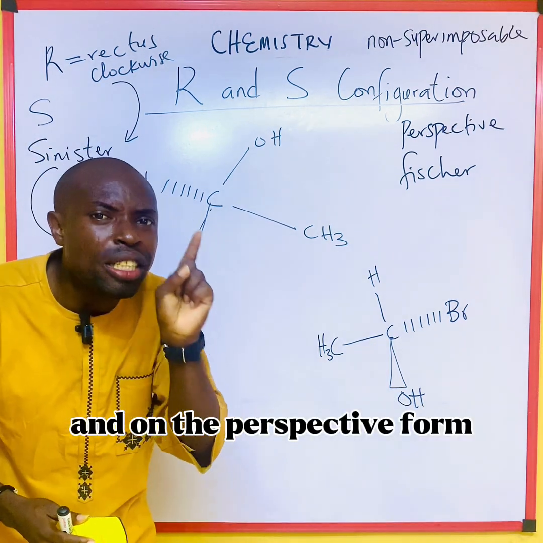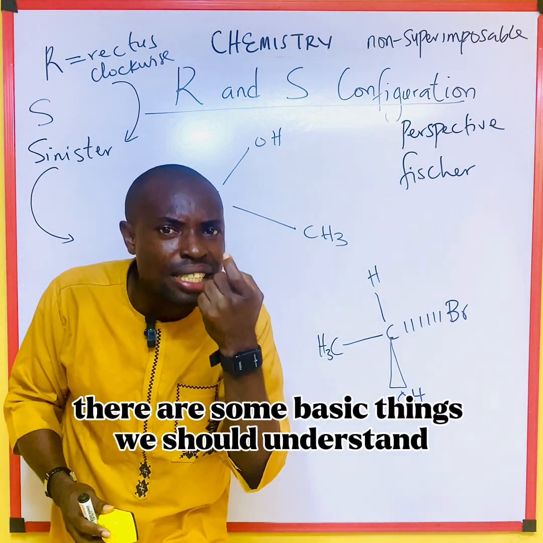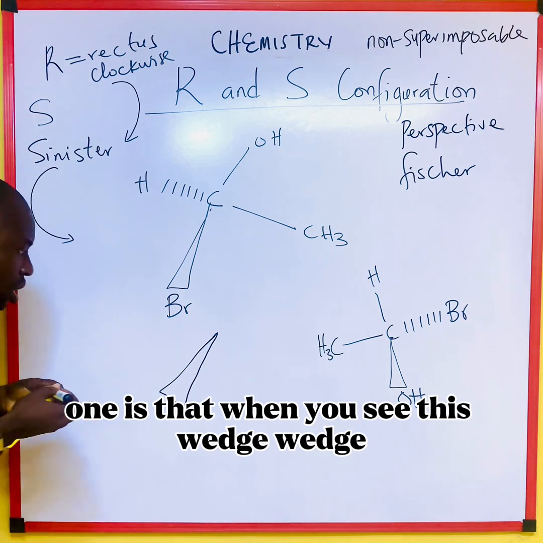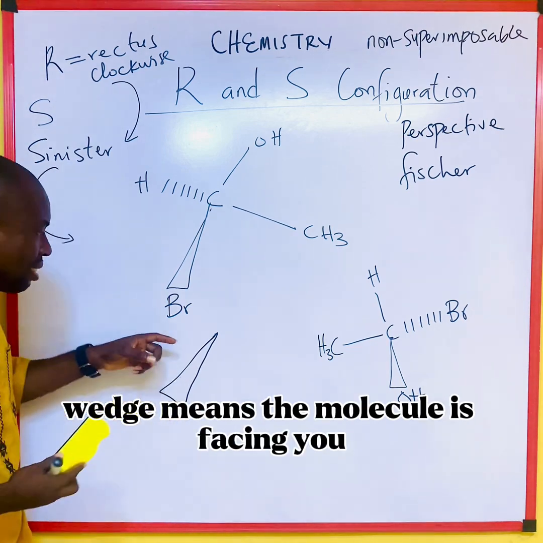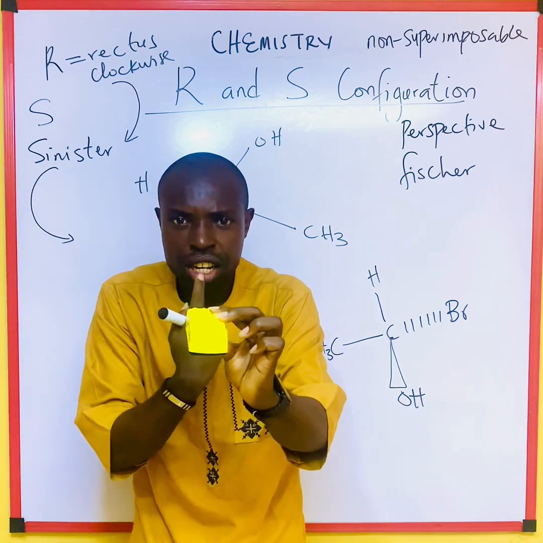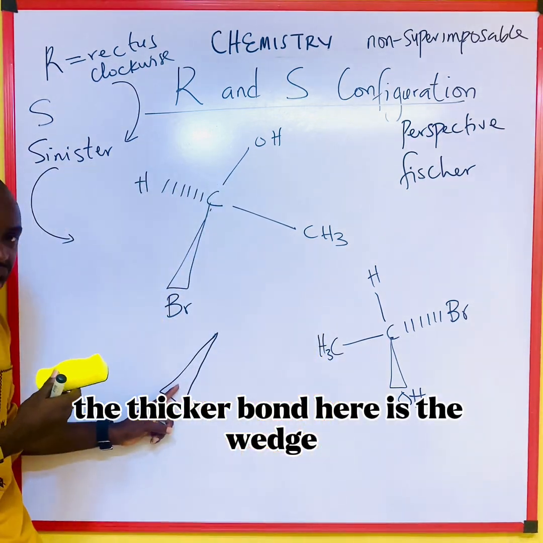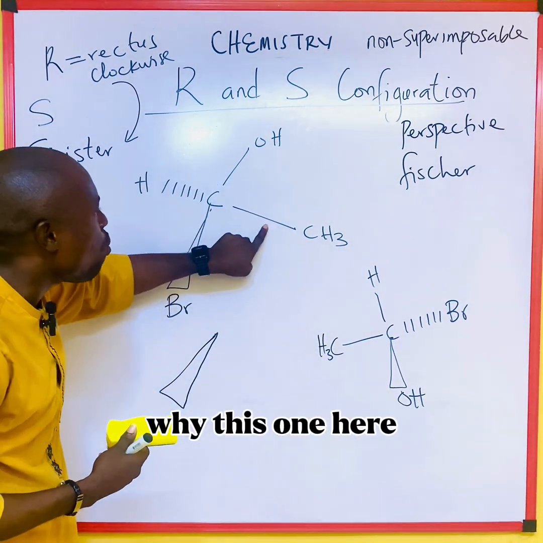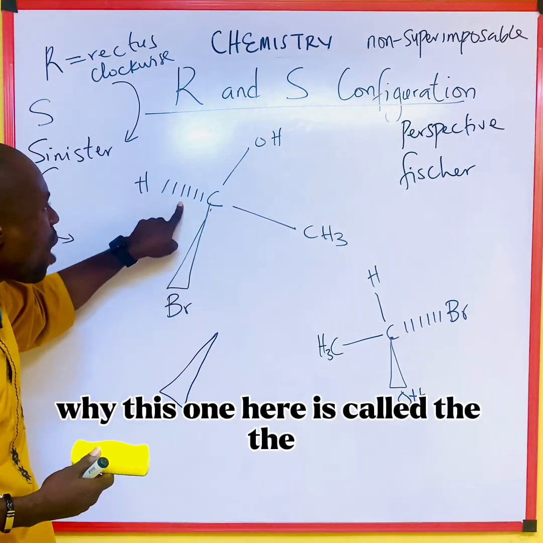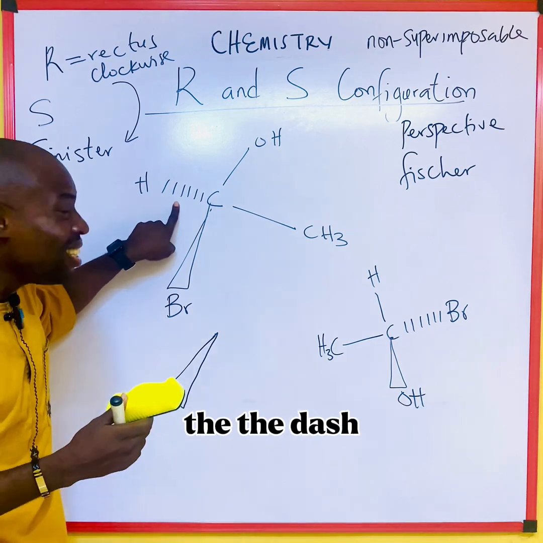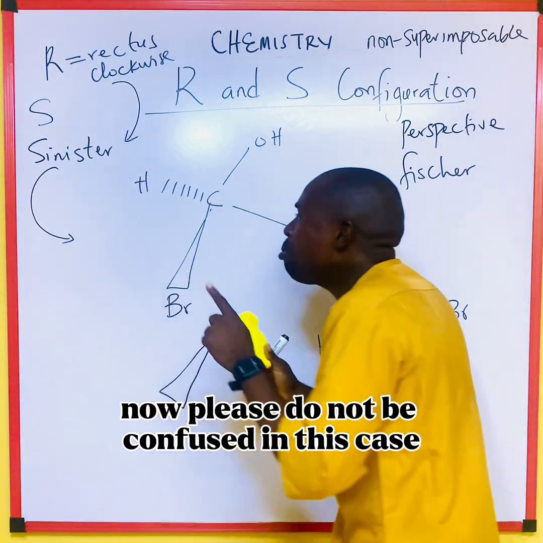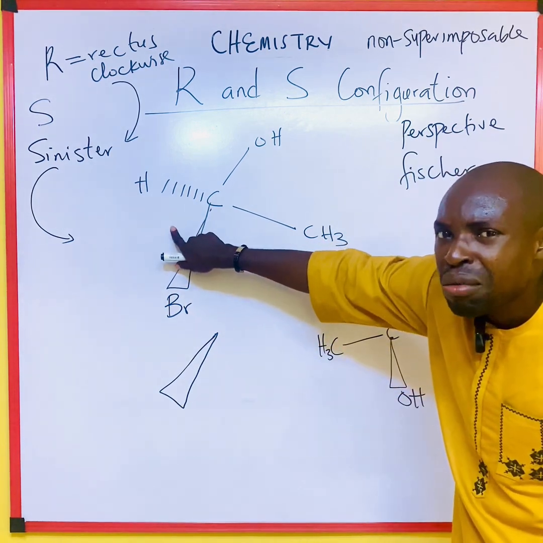Under the perspective form, there are some basic things we should understand. When you see this wedge, it means the molecule is facing you. That's the meaning of the word wedge. The thicker bond here is the wedge. This one that you are seeing is called the line bond, while this one here is called the dash. Is that clear now?